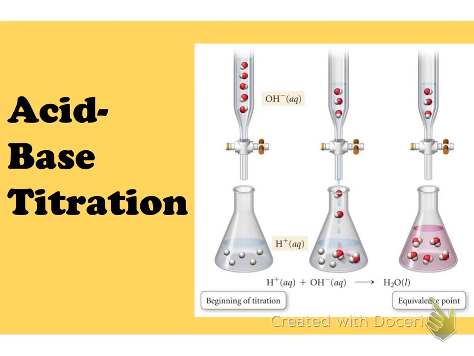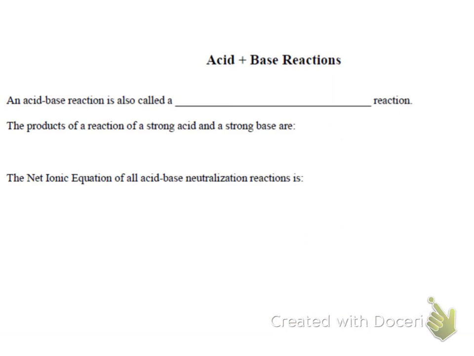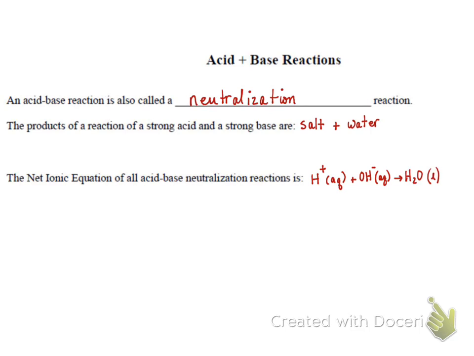This video is about acid-base titration, which is a way to use stoichiometry to figure out the concentration of an acid or base solution. A reaction between a strong acid and a strong base is called a neutralization reaction, and the products are always a salt, an ionic compound, plus water. The net ionic equation is always the proton, H plus from the acid, plus the hydroxide from the base, makes water.